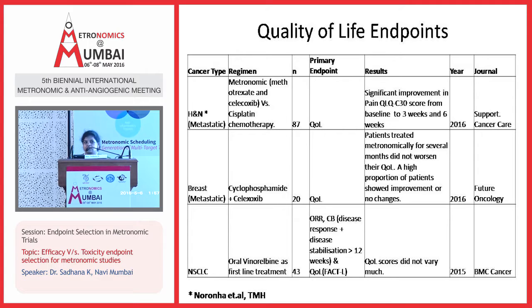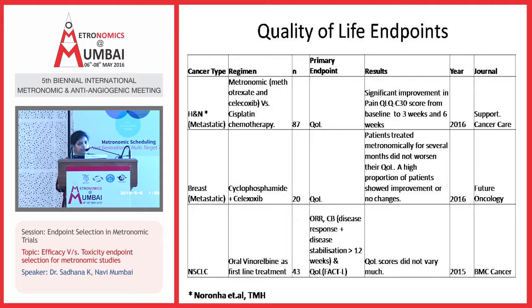Apart from these efficacy and safety endpoints, a major concern is quality of life, and I just did a small search wherein I found 3 recent studies looking at quality of life as the primary endpoint. The first one is the study on head and neck by Dr. Vanita Noronha et al. from TMH, where they looked at metronomic therapy with celecoxib versus cisplatin chemotherapy in 87 patients, where the primary endpoint was quality of life.